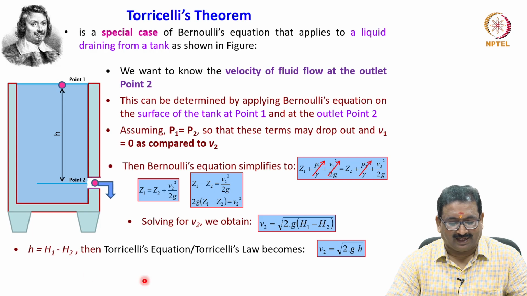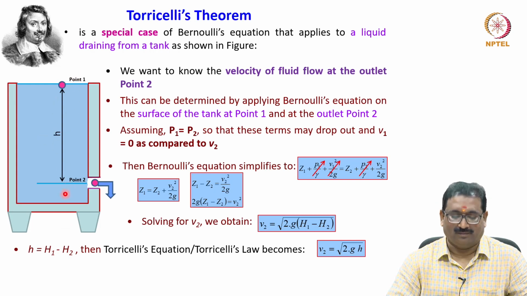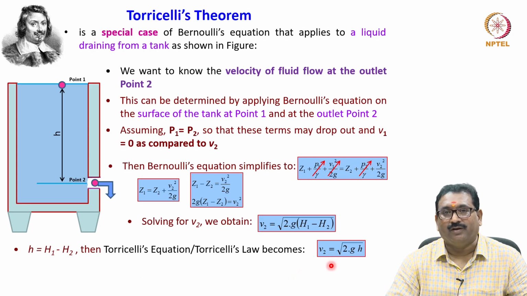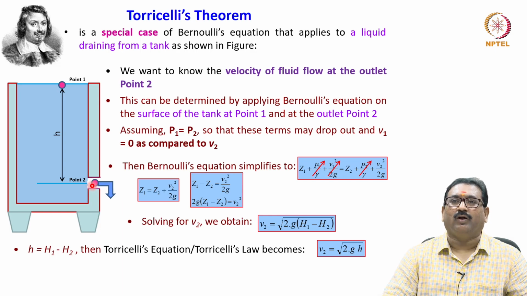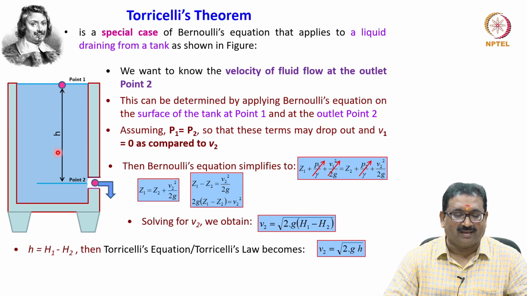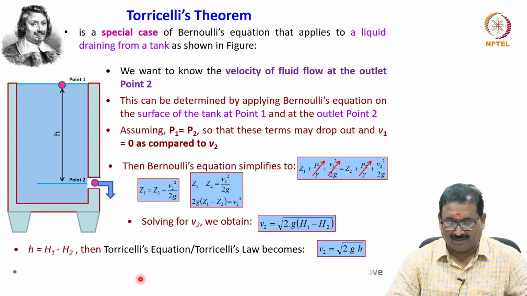Here I am taking the head H, which is H1 minus H2. The H is nothing but Z1 minus Z2. Then Torricelli's equation, or Torricelli's law, becomes V2 equals square root of 2gh. This is very, very important. The velocity at the exit is equal to square root of 2gh, where H is Z1 minus Z2.